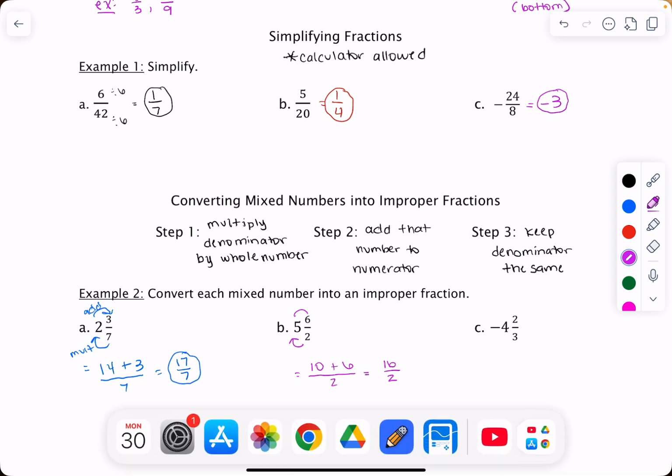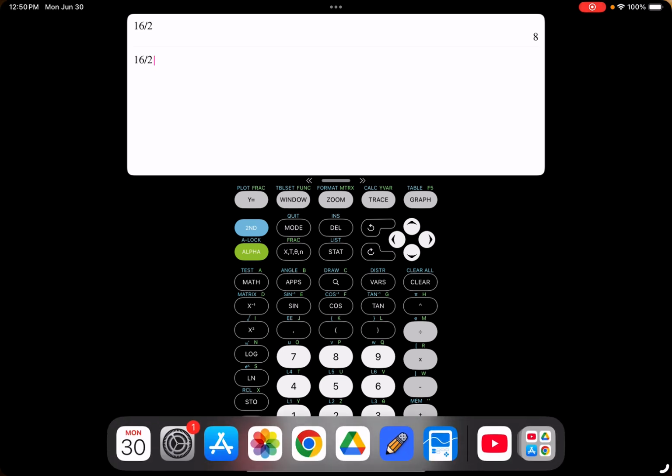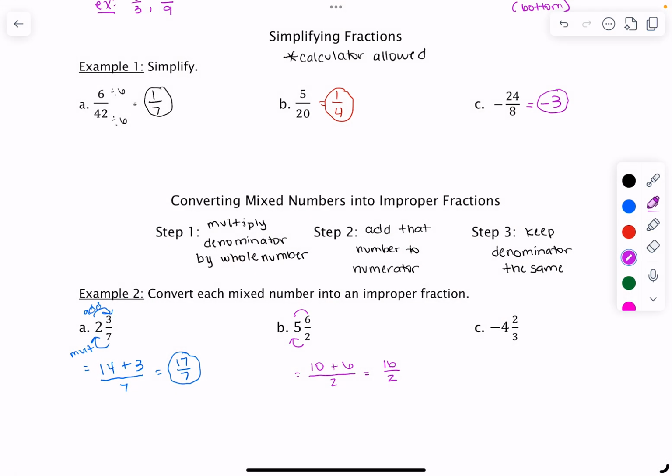So I'm going to go back to my calculator if you're not sure, and we're going to type in 16, clear it out, 16 divided by 2. Hit enter. And what does it turn out to be? 8. Now, for a lot of us, we know that 16 divided by 2 is 8, but it really can't hurt in this class to always double check your answers with a calculator. Okay, so our answer to B is just 8.